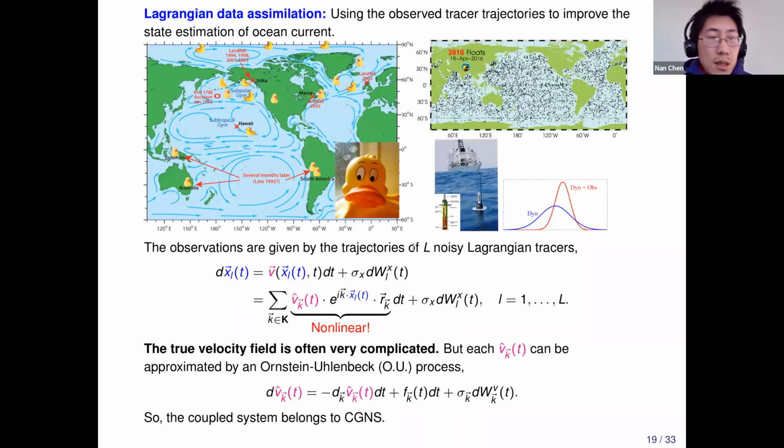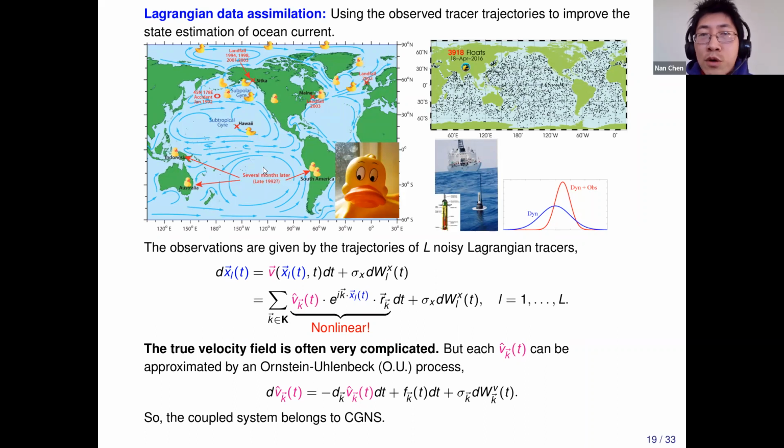Okay. Then I want to mention another thing, which is called Lagrangian data assimilation. This is a very widely used data assimilation technique in ocean science. This is actually a real story for the earliest possible version of Lagrangian data assimilation. There was a ship containing all these yellow ducks, which had an accident. Then these yellow ducks were released in the middle of the Pacific Ocean. After a few years, people found these yellow ducks were everywhere. Of course, because they are transported by the ocean current. That's why you can find them everywhere.